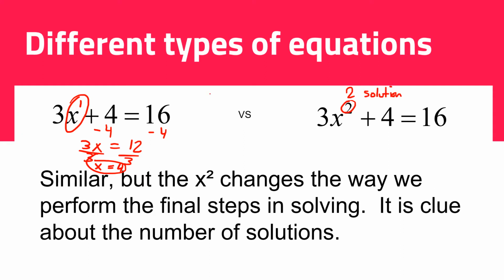And when we consider solving using PEMDAS backwards, we're still going to add or subtract first. We're still going to multiply or divide second. But now we're going to undo the exponent. So instead of squaring, we're going to square root. So in that process of square rooting, we're going to create 2 solutions.